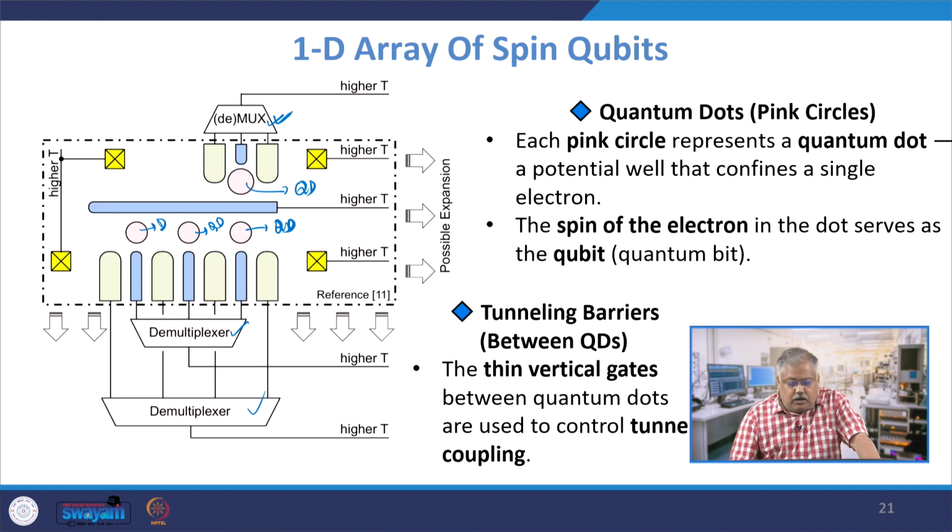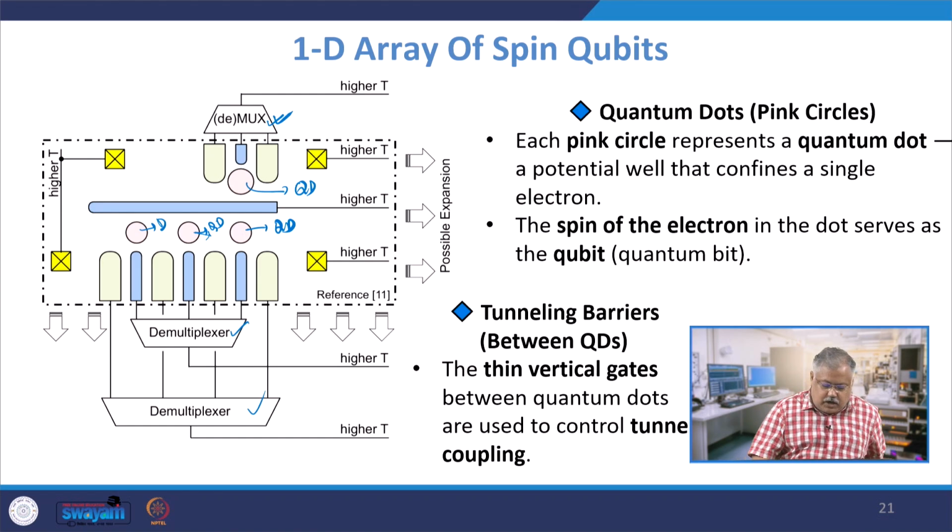Now between the two quantum dots we insert quantum barriers, right, tunneling barriers, and the thin vertical gates between quantum dots are primarily used to control the tunneling current. So there will be a tunneling current between the quantum dot and the reservoir, and by using these thin vertical gates we will be able to control the tunneling coupling.